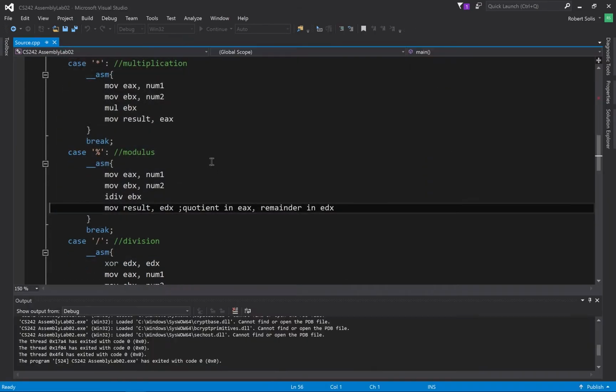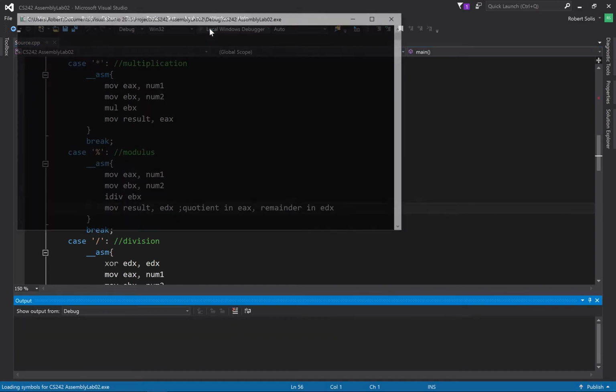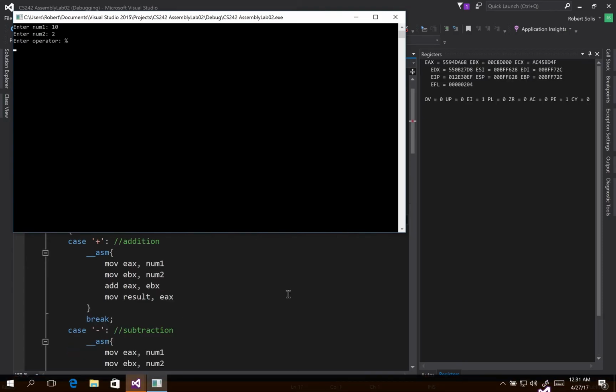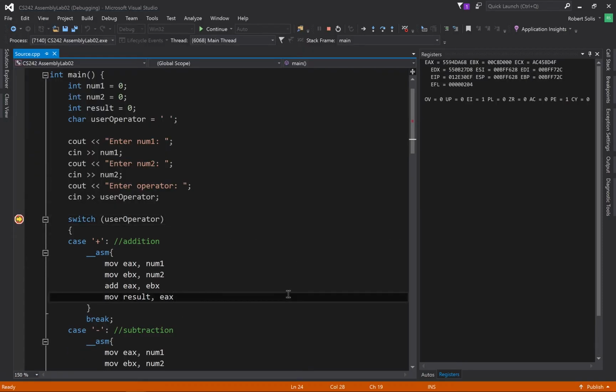All right. Let's try the modulus one more time. Let's say that I have an even number like 10, and I'm going to mod that with the number 2. So in other words, this is asking what is the remainder, I should say, of 10 divided by 2. That's what 10 mod 2 means. Well, it should be 0, right? Because that's an even number divided by 2, so it should be 0.